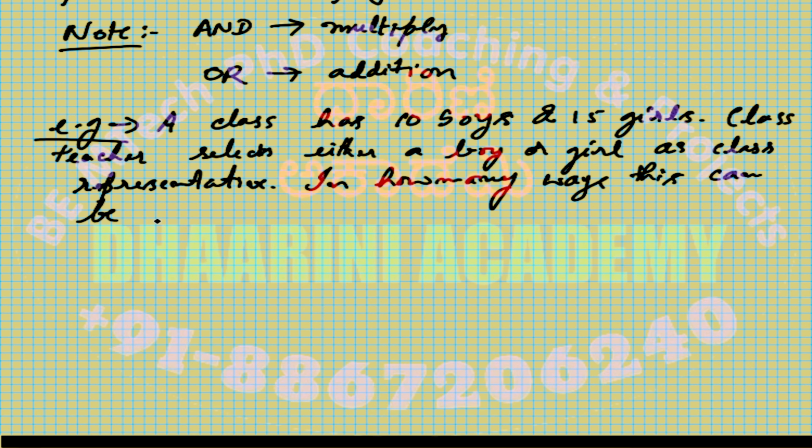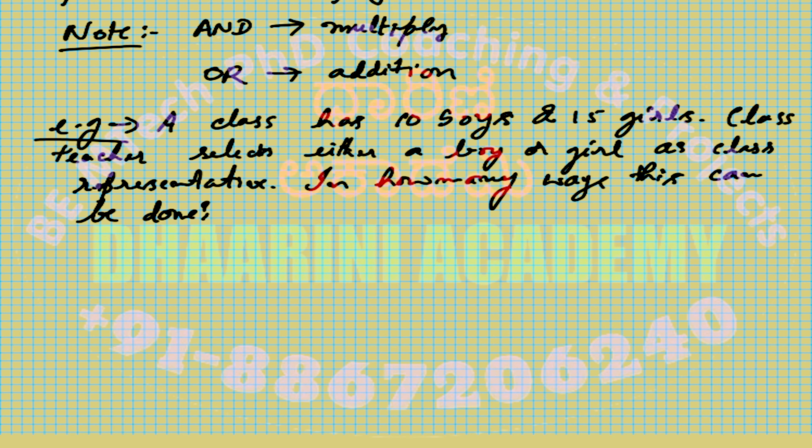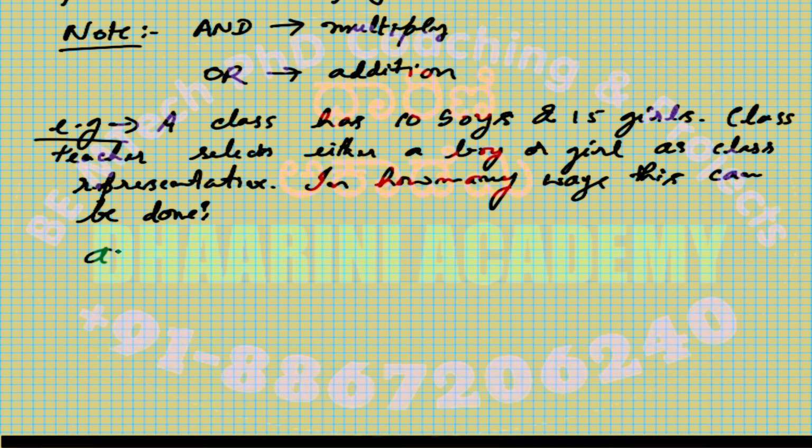This can be done. So you see that there are 10 boys, so one of them can be selected as class representative, which means it can be done in 10 ways. Okay, so I'm writing the answer. So for boys, it can be done in 10 ways, or a girl, right? So that can be done in 15 ways. So the answer is 25 ways.